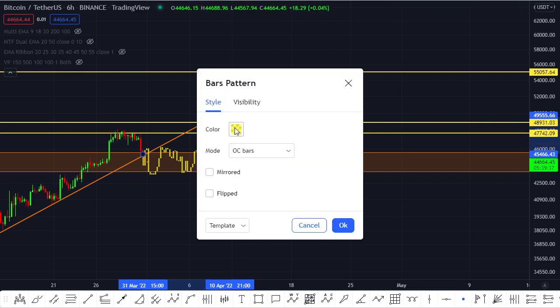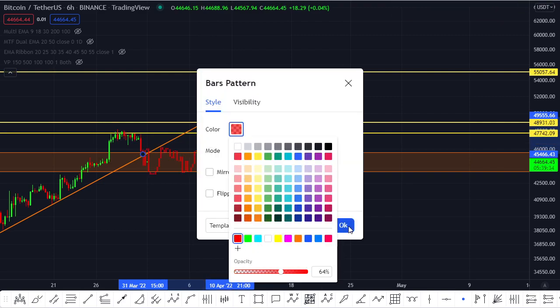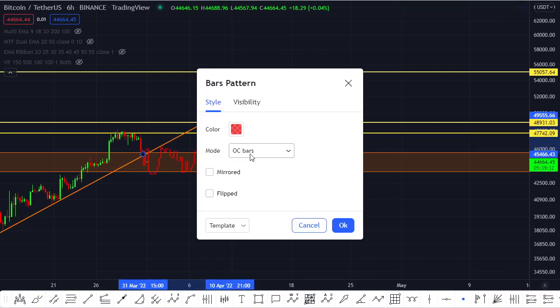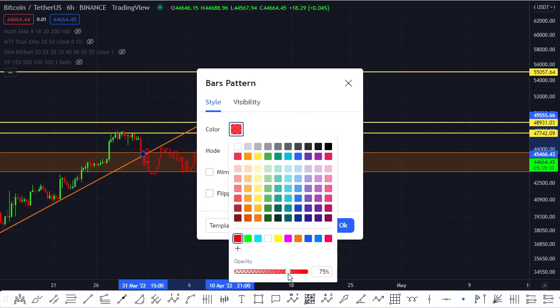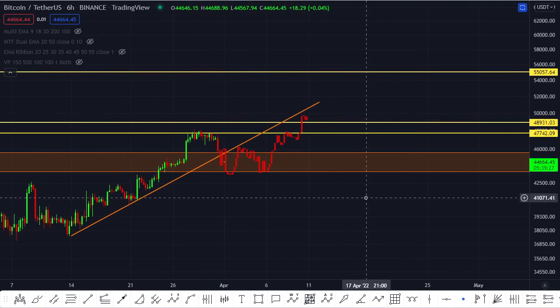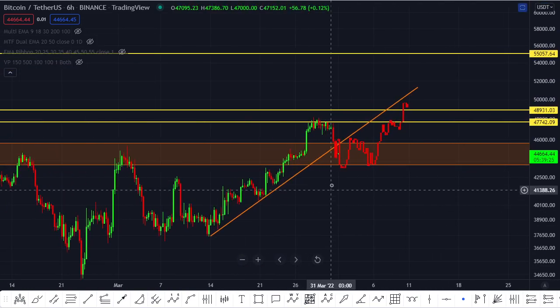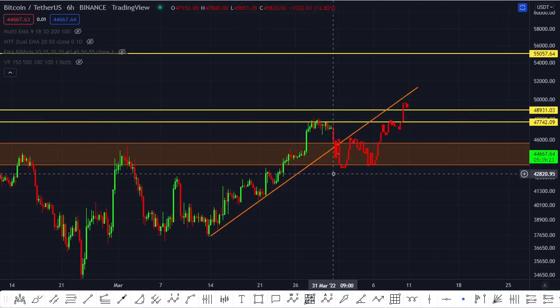Let me just switch this color. I don't like this. I think red will be better. And just let me make it more prominent for you guys. Okay, so this is what I see. This is what I'm expecting. This is my scenario, in my opinion.